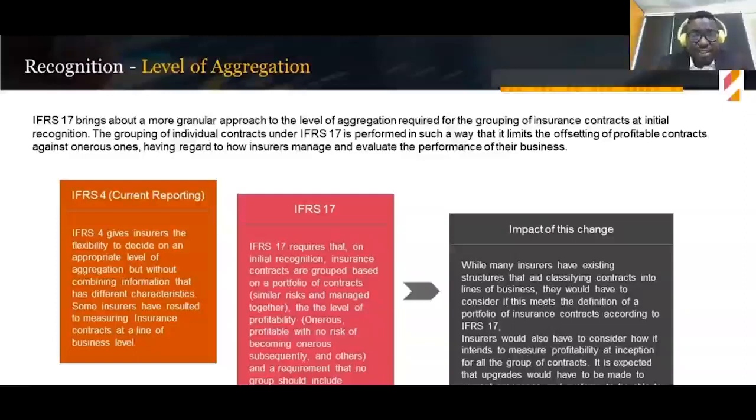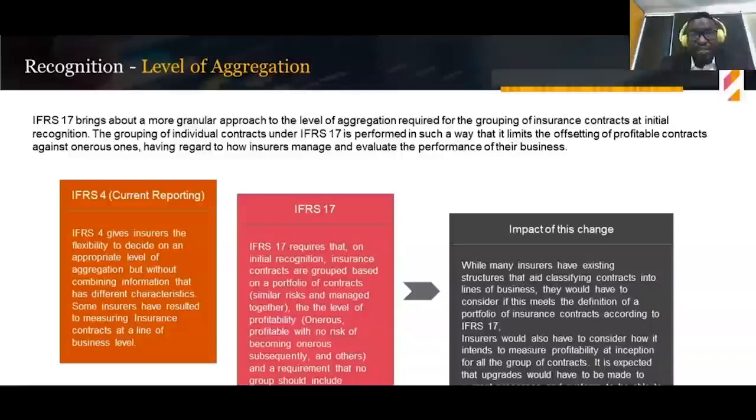So what we'll see with IFRS 17 is that the level of aggregation requires first that we have similar risk, right? Which means that yes, you might still continue to look at our portfolios such as fire, motor, engineering, and all of these different portfolios. However, the other part of it is that we also then need to consider profitability. So within that bucket, we also need to consider contracts that are onerous. We need to consider contracts that are profitable with no risk of becoming onerous, and other contracts.